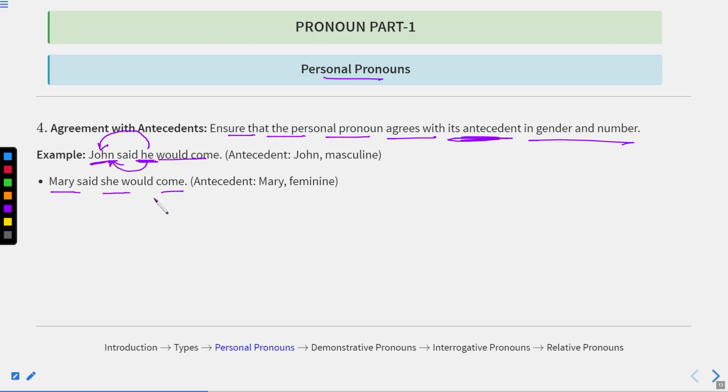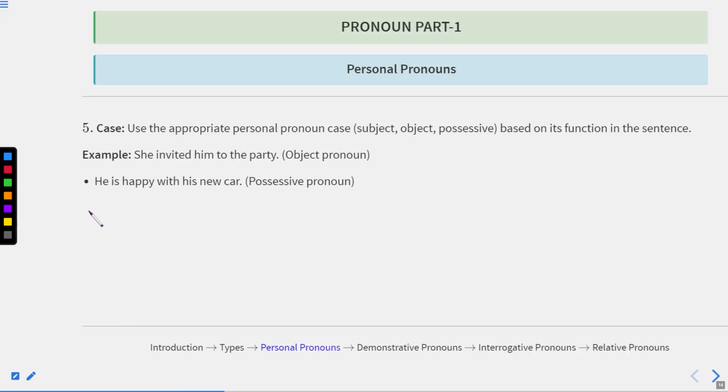Mary said she would come. So in this sentence, would is a modal, and I use she for Mary. It means this Mary and she are the same person, and we are talking about that person only. So here the antecedent is Mary and the gender is feminine. Okay. Now let us move to the next one.